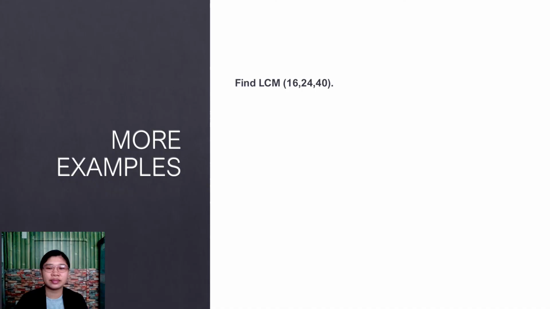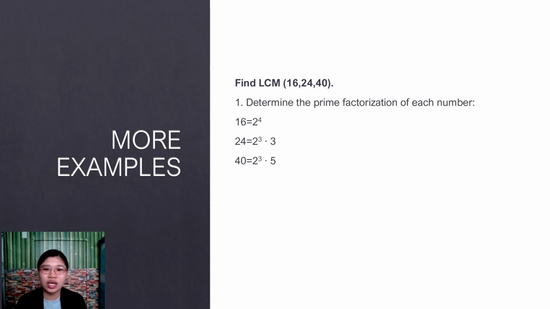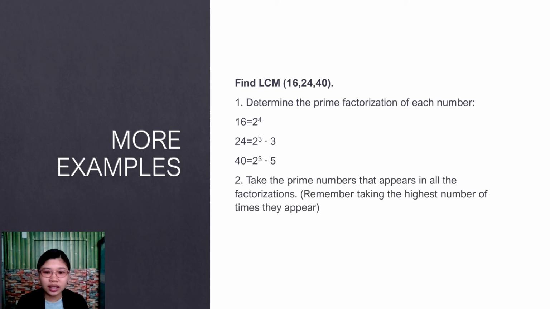So, here it is. Find the least common multiple of 16, 24, and 40. So first, again, determine the prime factorization of each number. For 16, we have 2 raised to the 4th power. And then for 24, we have 2 cubed times 3. And for 40, we have 2 cubed times 5. Second, take the prime numbers that appear in all the factorizations. So remember, in GCF, we take the lowest number of times they appear. So that's the difference. For LCM, we take the highest number of times that they appear.